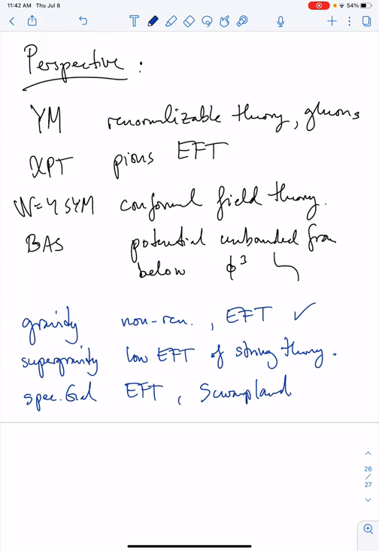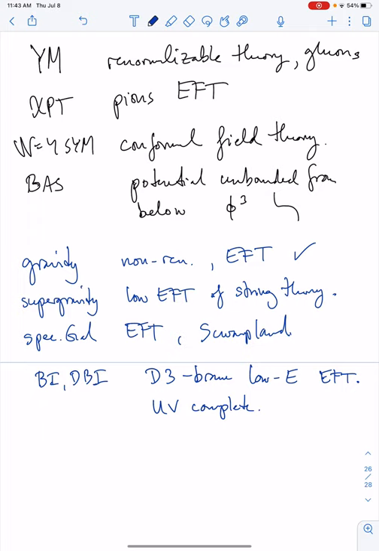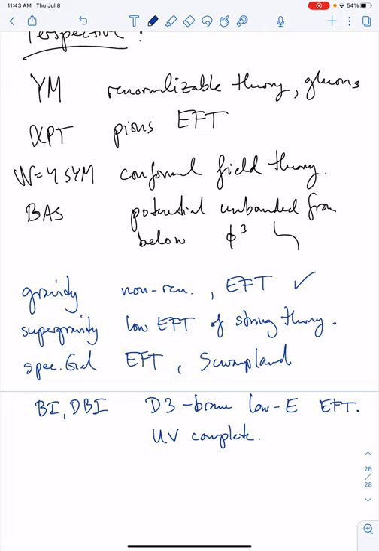And here I should, of course, also mention Born-Infeld and DBI and N equals 4 DBI, which are models on D-brane effective theory. So these are D-brane low energy effective field theories. And so these are a widely different web of theories. In particular, DBI and BI are UV complete because the UV completion, of course, comes from the full string theory. So again, it's absolutely remarkable that these things are linked together by the double copy, and it's a very different way of slicing the landscape of quantum field theories.